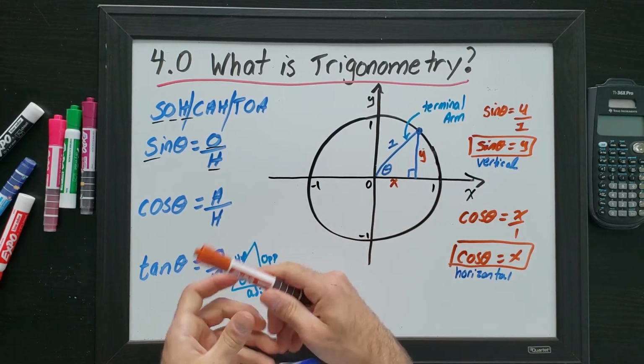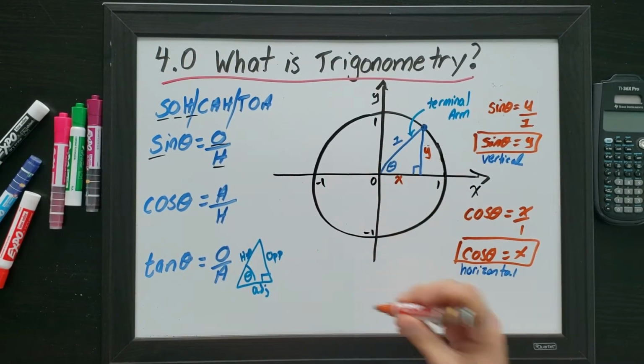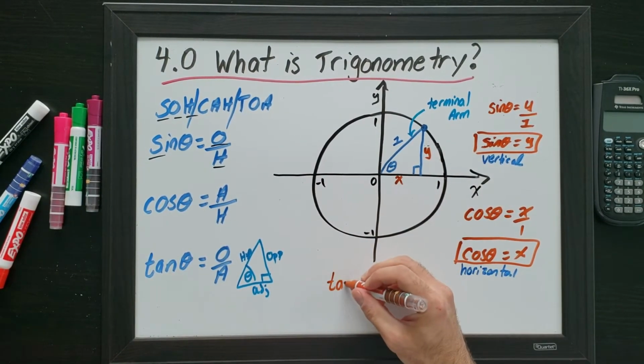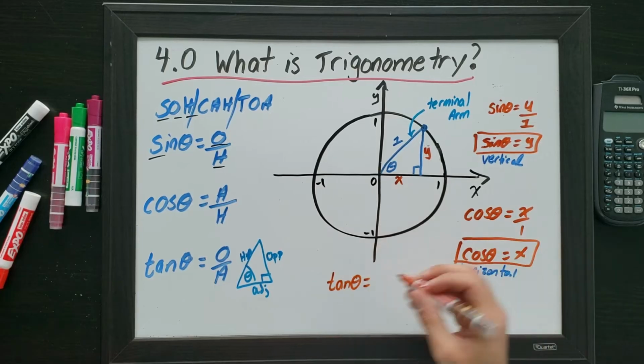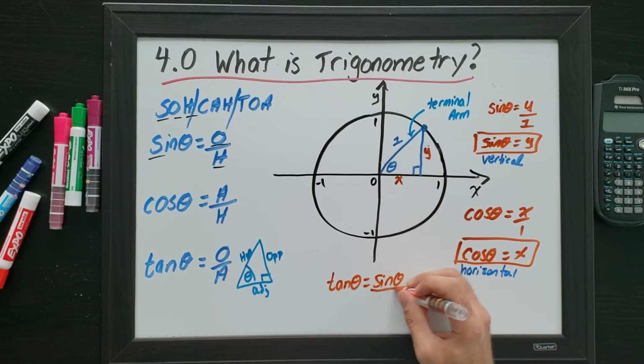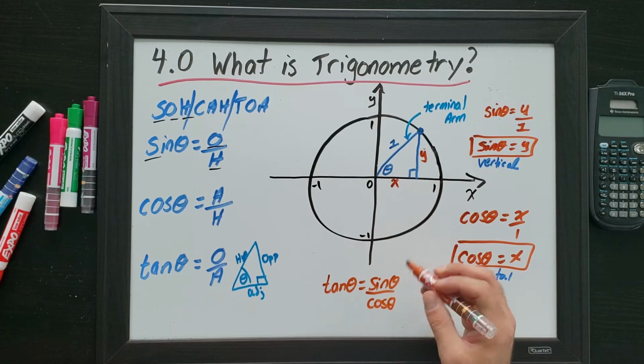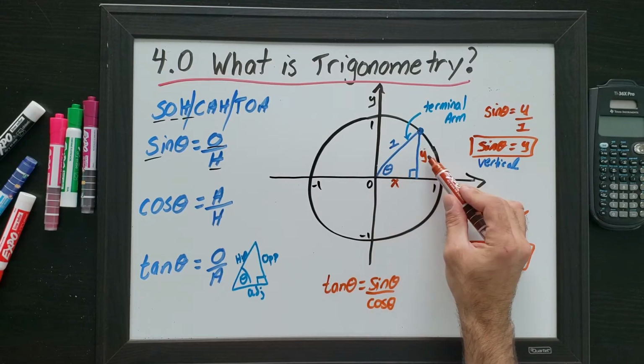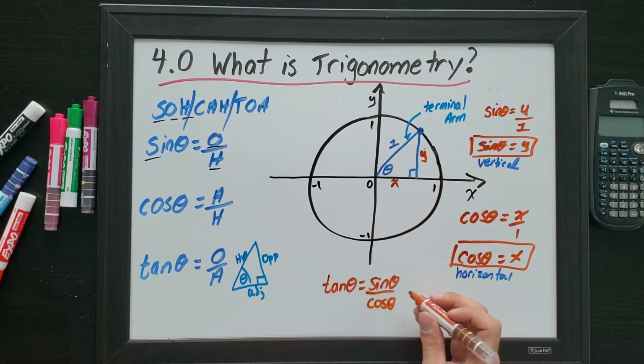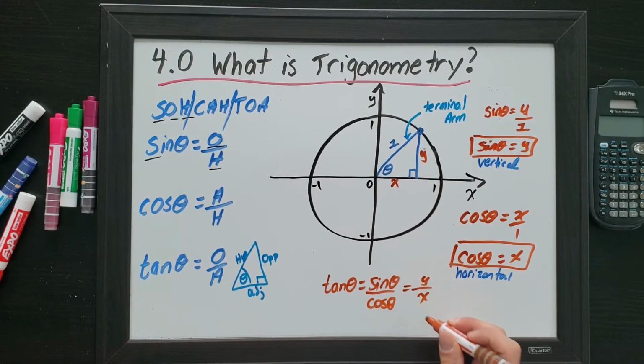Okay, and that third one, then everyone's like, oh, then what's tan? Well, tan is just a ratio of these two guys. It's just sine divided by cos. Okay, or you can consider it as opposite over adjacent. It's the y value divided by the x value. Okay, we can say either or.